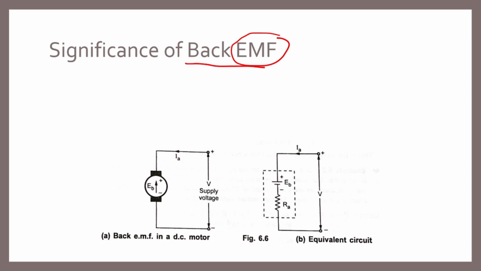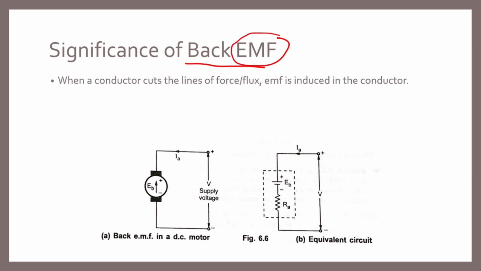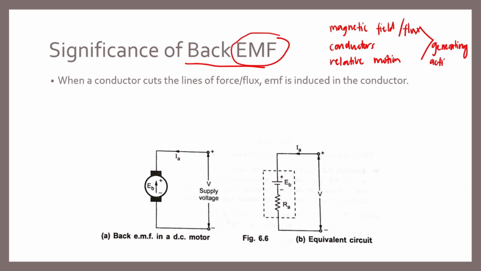Okay? Why? Because if you try to understand, the idea for DC motors is that when a conductor cuts the lines of force or flux, EMF is induced in the conductor. So meaning, if we have a magnetic field or the flux in our field winding, then we have conductors in our armature and there is a relative motion, then we could have a generating action. Right? These are the three important aspects for the generating action.